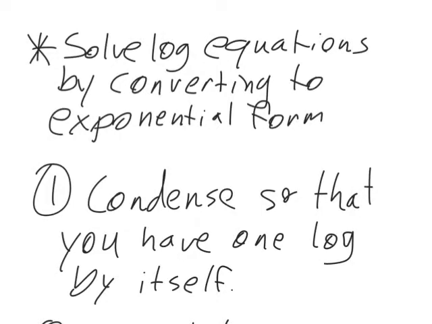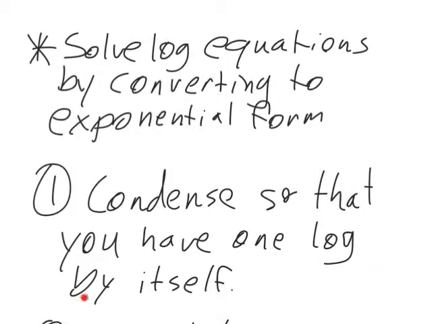In this video, we're going to talk about solving logarithmic equations by converting to exponential form. The steps start out with condensing your logarithms so that you have one log by itself on one side. If you only have two logarithms to start out with, this part's easy. You just put one on each side. But if you've got more than one logarithmic term, then you need to condense them together so that you have a log by itself.